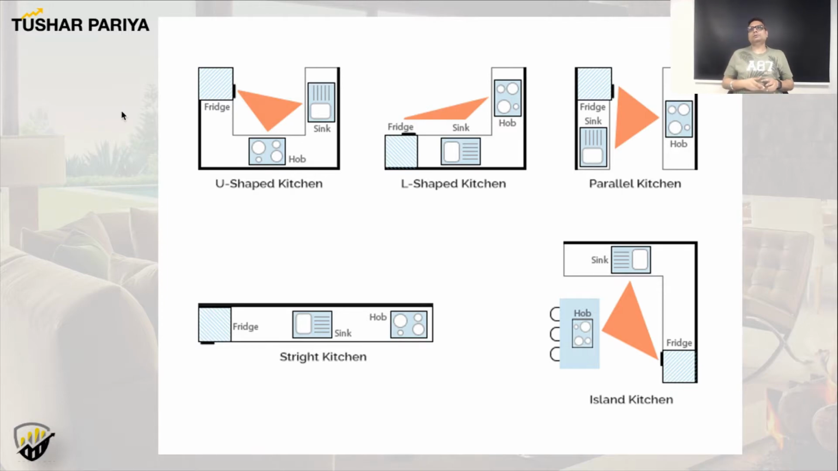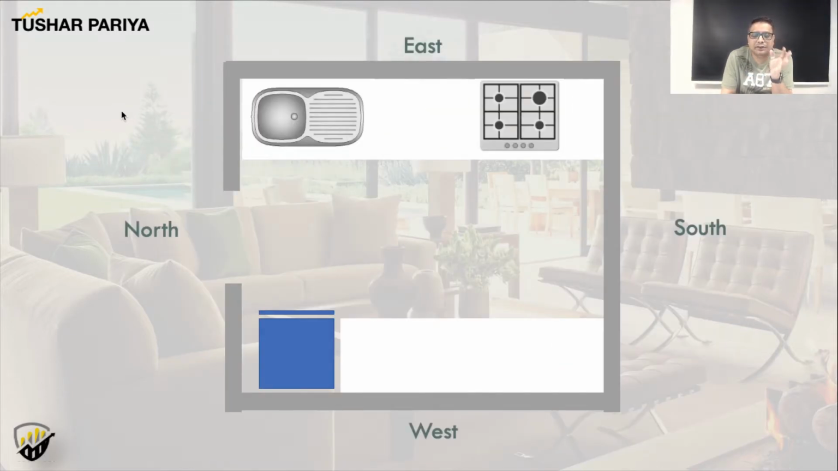Now I'll take you to a parallel kitchen layout wherein you'll understand how Vastu is actually applied in the parallel kitchen. Now here you can see, guys, that the kitchen entrance is from the north side. Okay, and there's a wall all around. Kitchen entrance is north side.